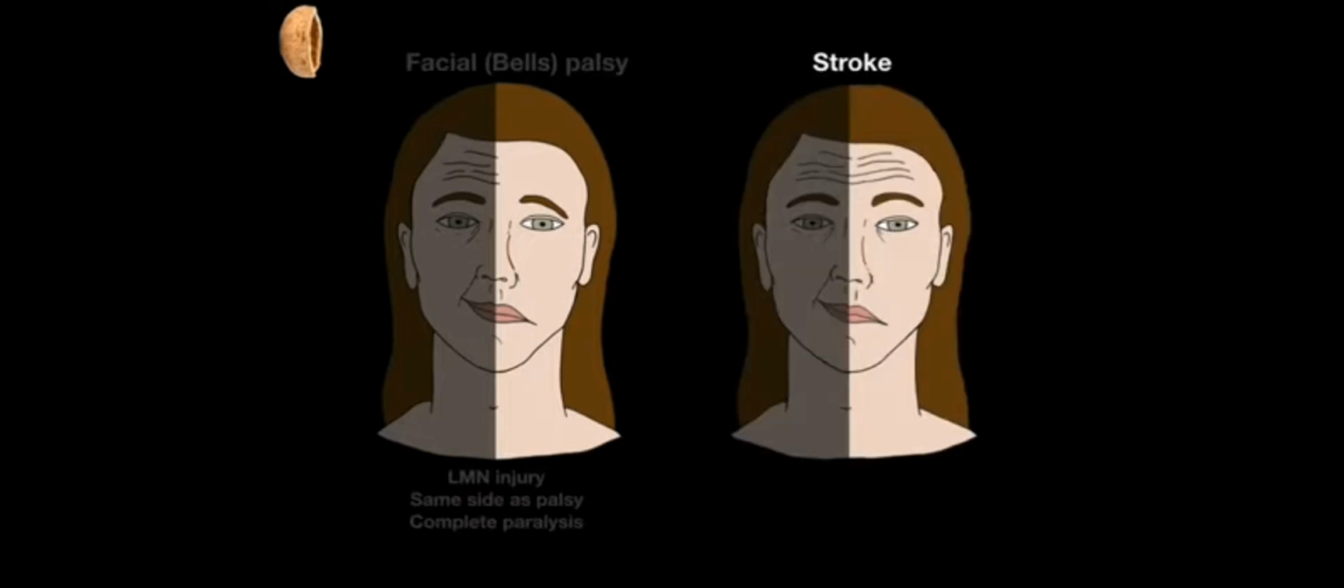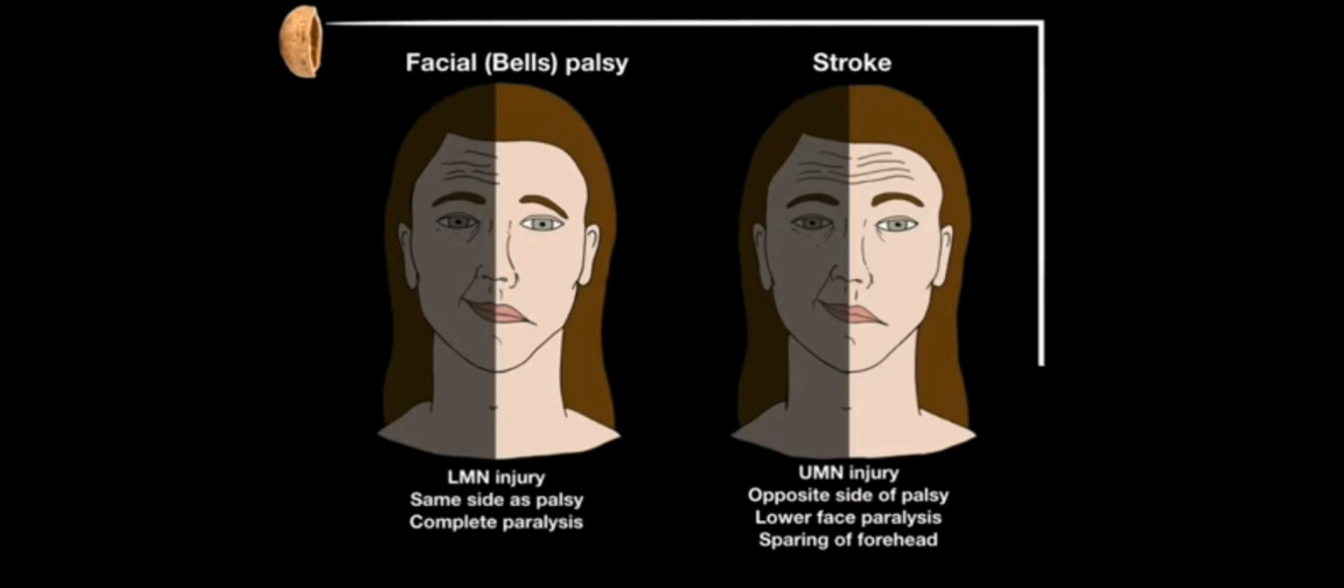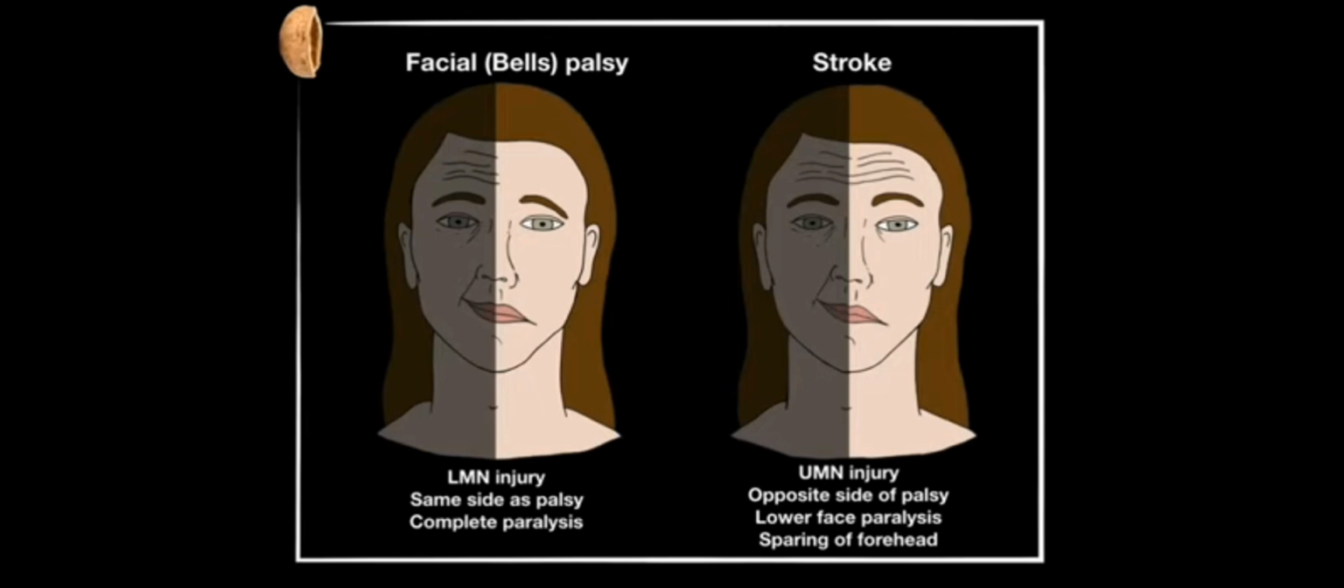Okay, let's have an in a nutshell moment now. Facial or Bell's palsy is a lower motor neuron injury on the same side as the palsy, with complete paralysis on that side of the face. In contrast, a stroke is an upper motor neuron injury, which is on the opposite side of the palsy, with lower face paralysis and sparing of the forehead. And that, my friends, is facial palsy and stroke in a nutshell.